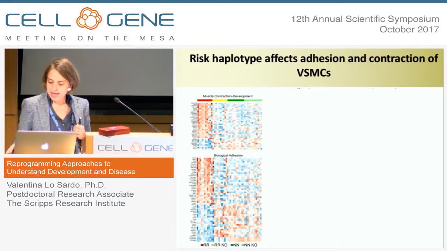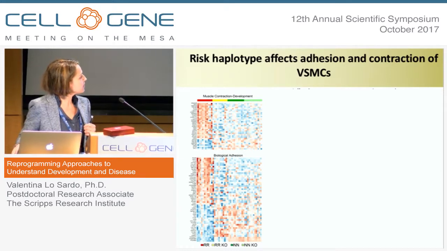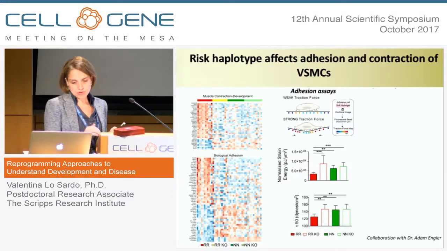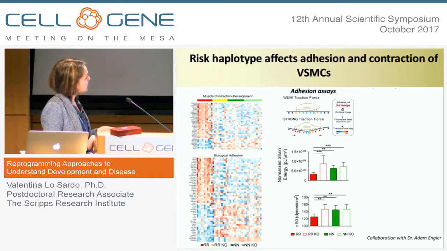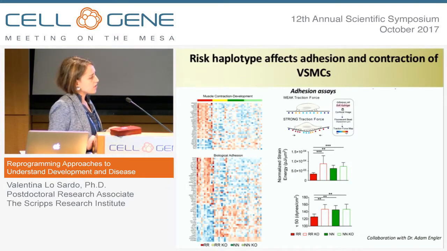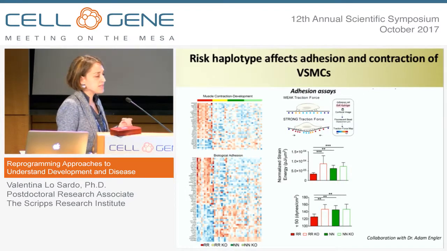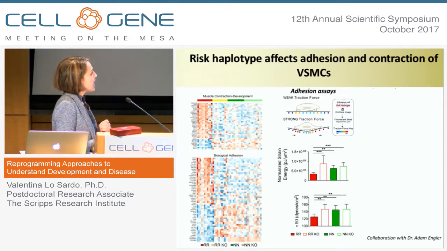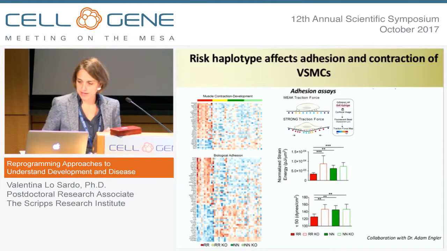So we had a collaboration with Dr. Adam Engler at the Sanford Consortium, and we did 2 independent adhesion assays to assay smooth muscle cells. And as you can see in both of them, the risk cells are less adhesive than the other 3 genotypes. And knocking out the locus actually can rescue this defect.